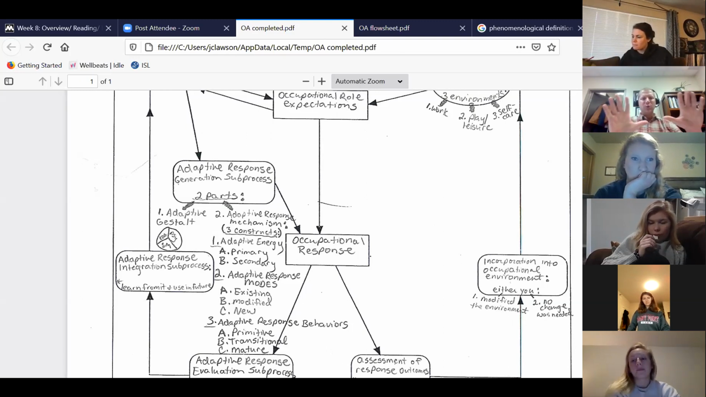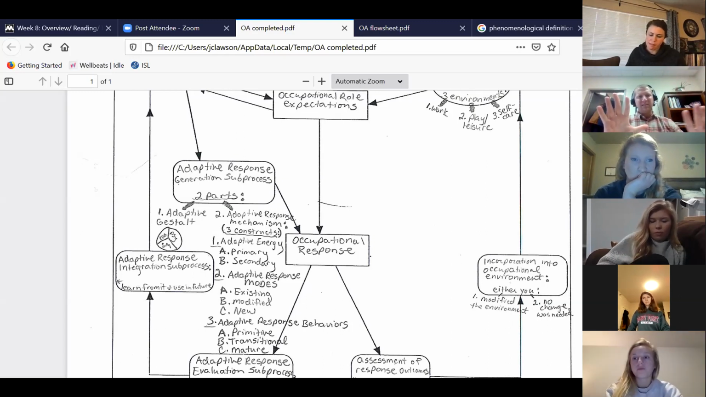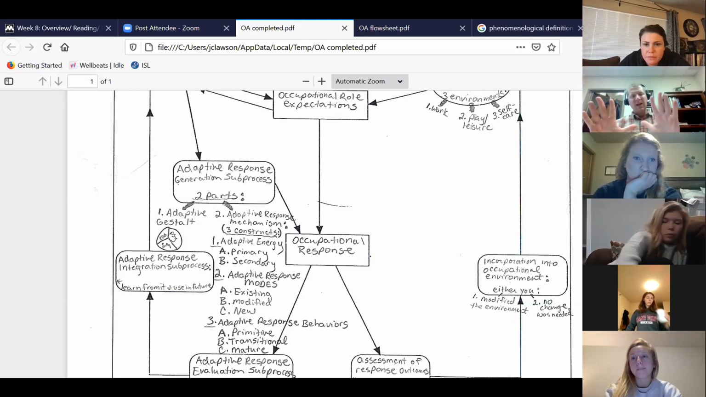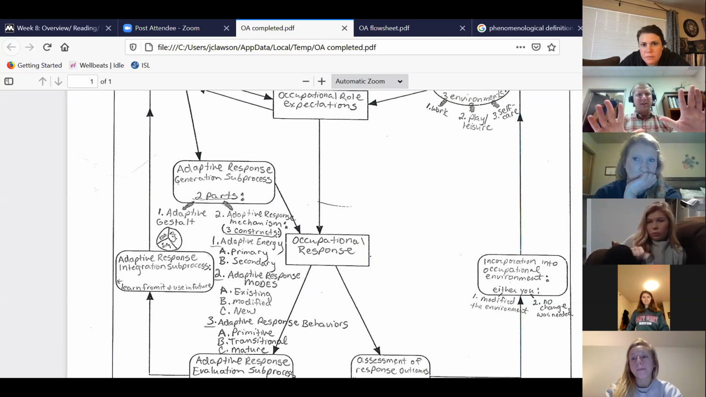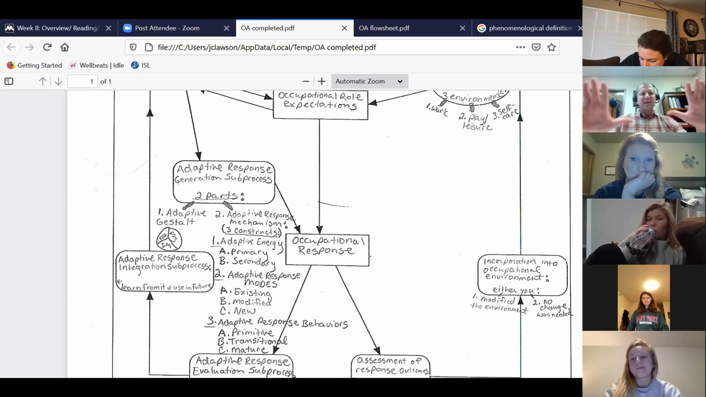So again, we've got two processes going on here, right? We've got the client completing occupations, learning and becoming, adapting to those occupations and evaluating their own performance. And then we have the environment going on at the same time.